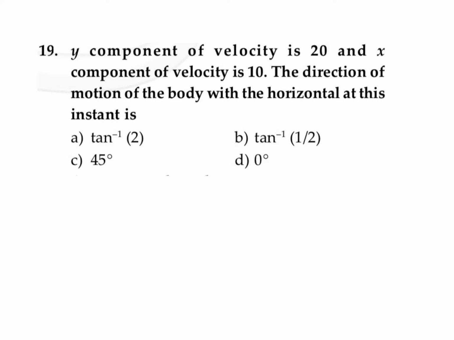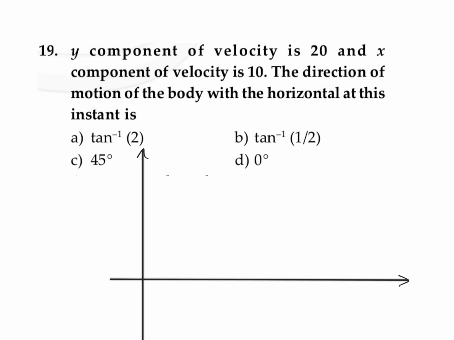In this question, it is given that the y component of velocity is 20 and the x component of velocity is 10. The direction of motion of the body with the horizontal at this instant is. So over here, if you are considering an xy coordinate system, just consider an xy axis, something like this.